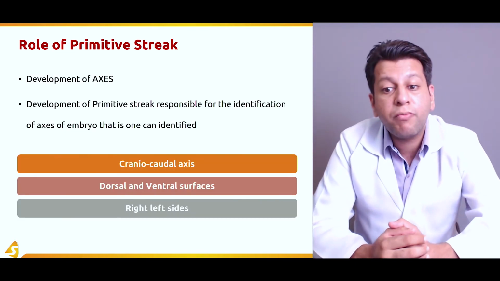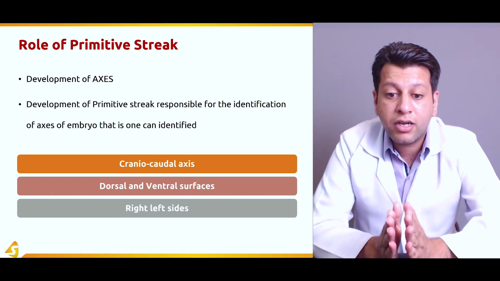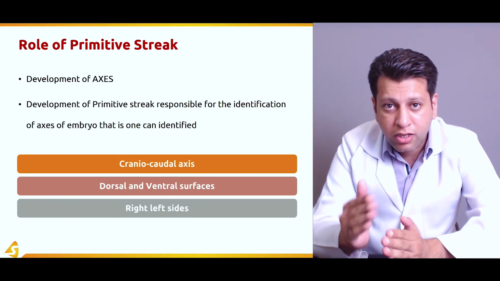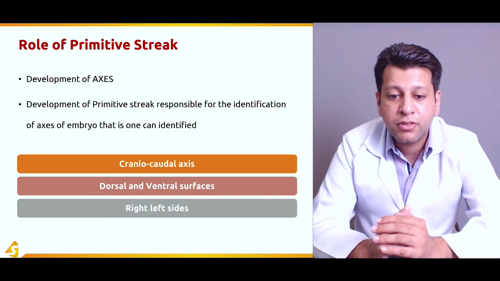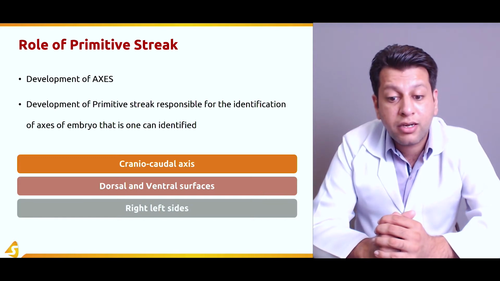So what is the role of the primitive streak? There are a few functions of the primitive streak. One is development of the axis. This is the point which determines the craniocaudal axis, the right-left axis, and the dorsoventral axis. So development of the primitive streak is responsible for identification of the axis of the embryo.